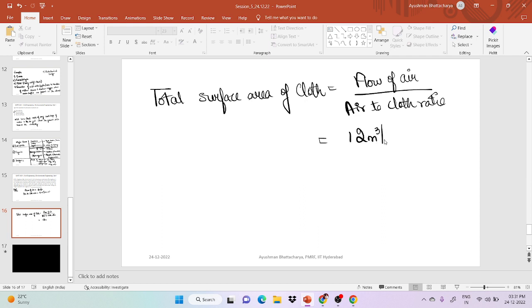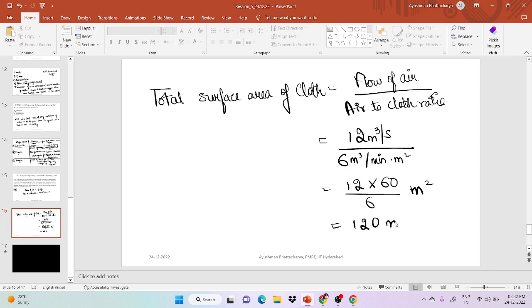So 12 meter cube per second divided by 6 meter cube per minute per meter square. See, one is in second and the other is in minute, so it is better we convert this also to minute. To convert second to minute, we have to multiply by 60. So the 60 will come in the numerator, 12 times 60 by 6, and the unit will be meter square. So it is 120 meter square, the total surface area of cloth.